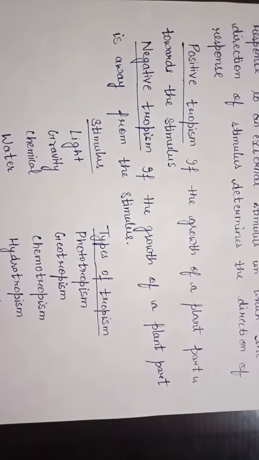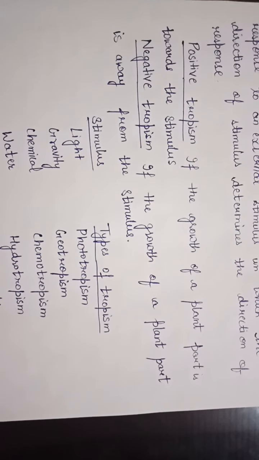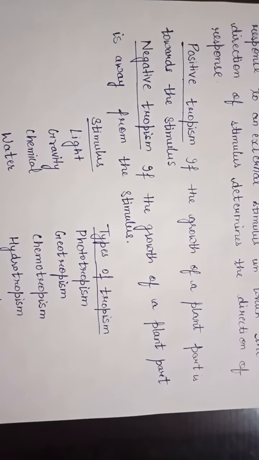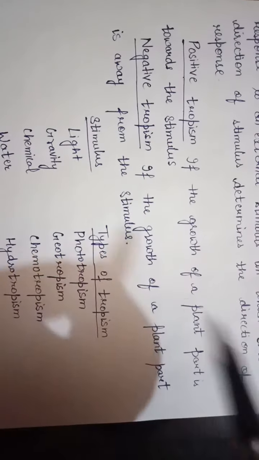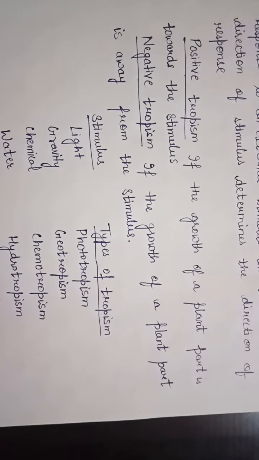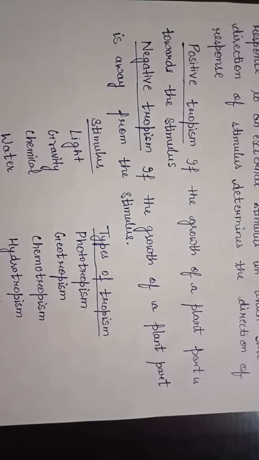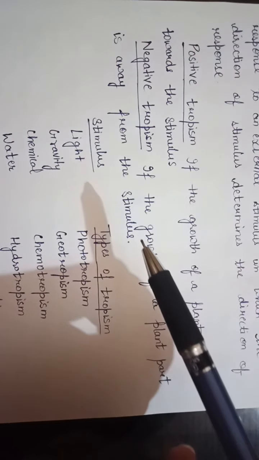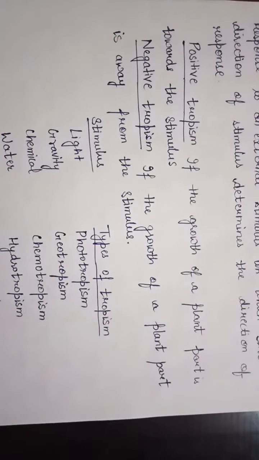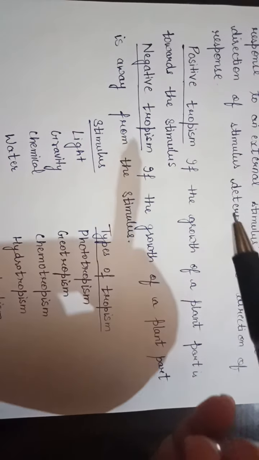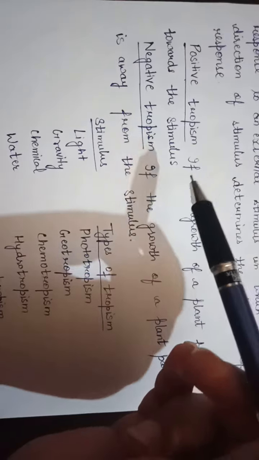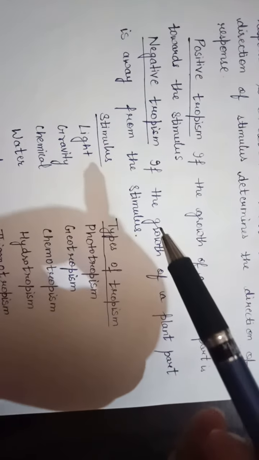When the plant part grows towards the stimulus, it is considered as positive tropism. And if the growth of a plant part is away from the stimulus, then it is considered as negative tropism. When we discuss the types of tropism, it will be more clear to you about the positive and the negative tropism.